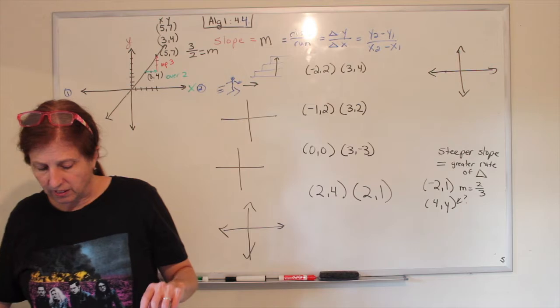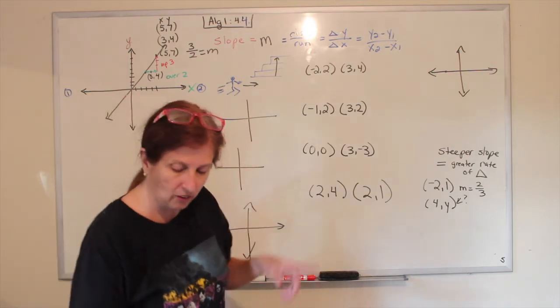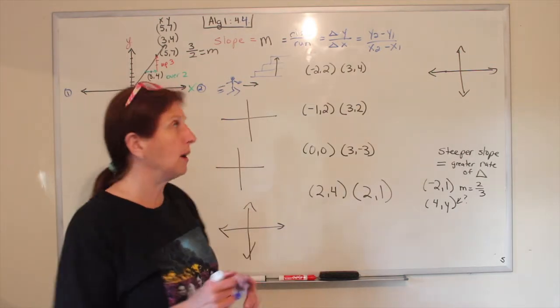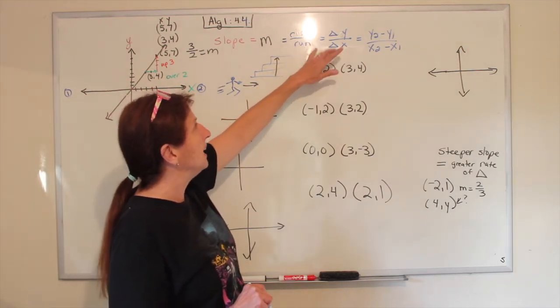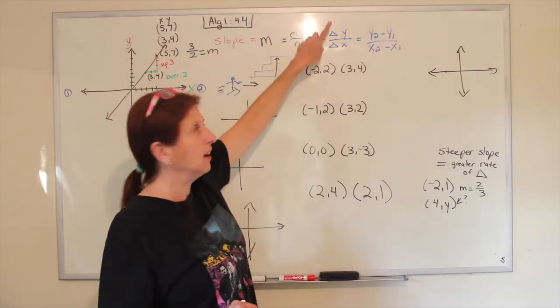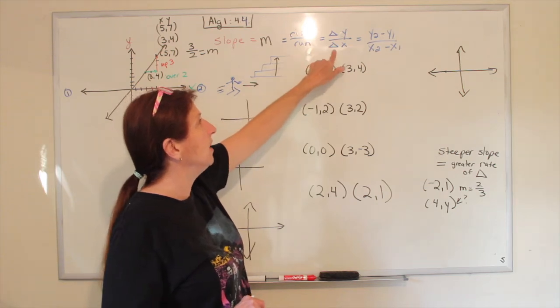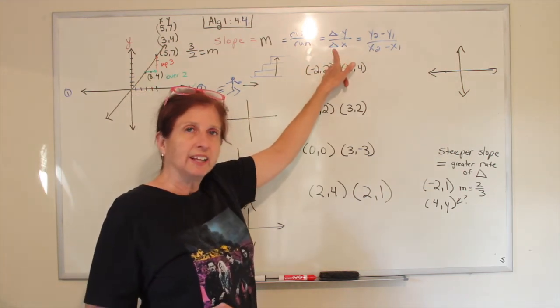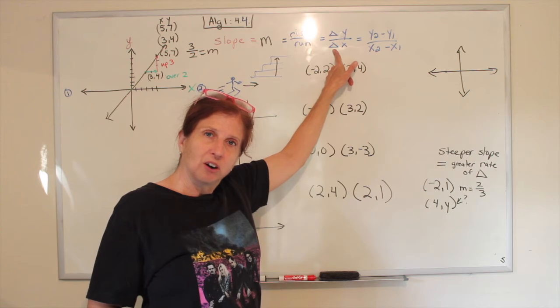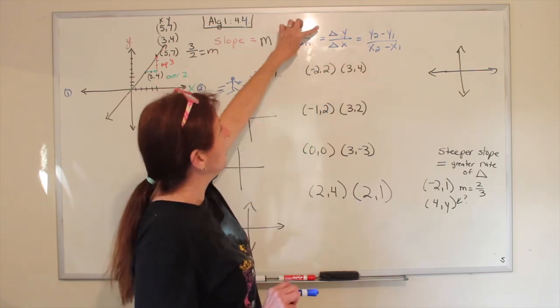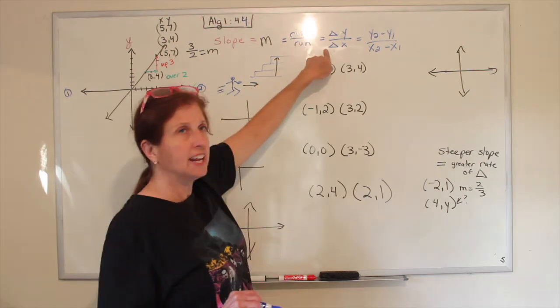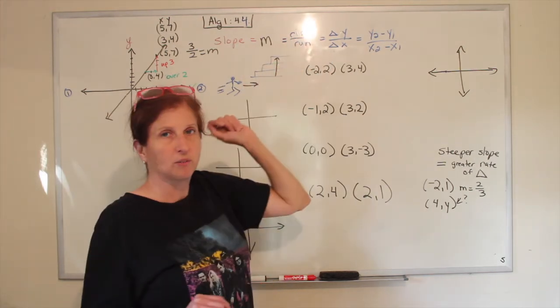You can also do this without just looking at the graph. You can do it algebraically with a formula. The formula is the change in y over the change in x. You notice that's a triangle. It's the Greek letter delta. Don't you feel smart learning some Greek letters? We're in fancy math now. So change in y over change in x is another way to write the formula for slope.